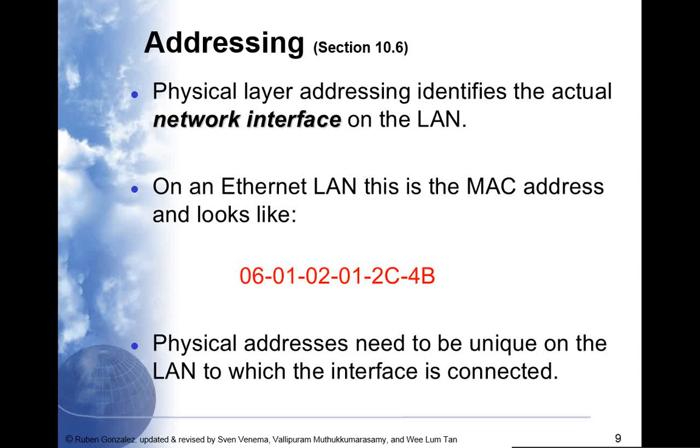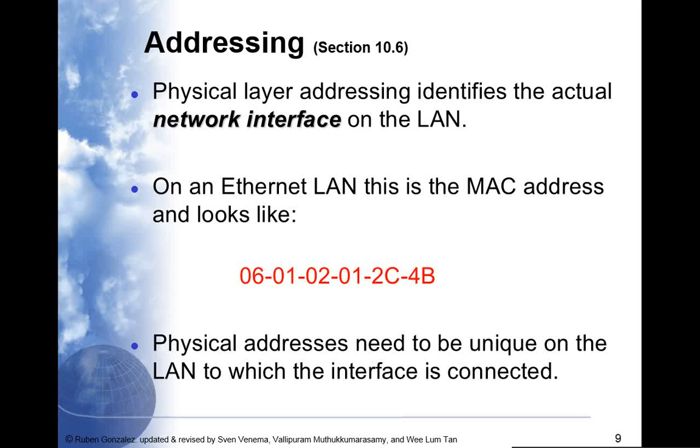There are some pieces of software where you can change those values. I just recommend that you don't do that in general because you're going to get some potential problems on your network. And it's a MAC address, and it looks like this: 06010201.2C4B. Now that's a particular one. What base is that in?